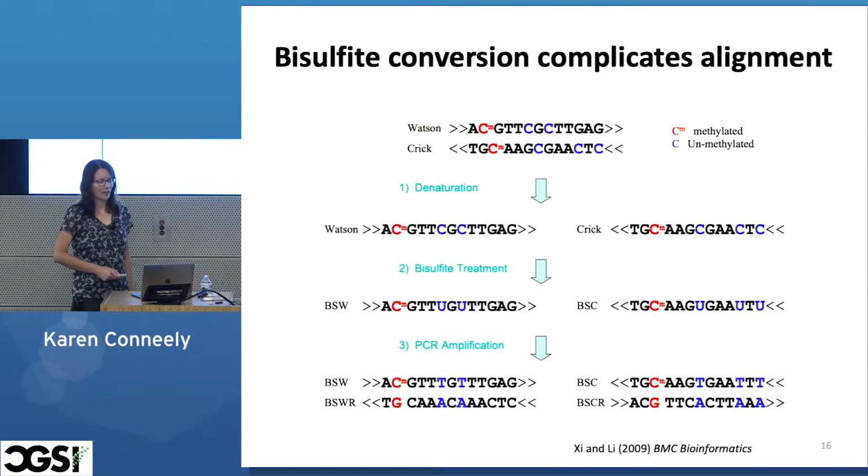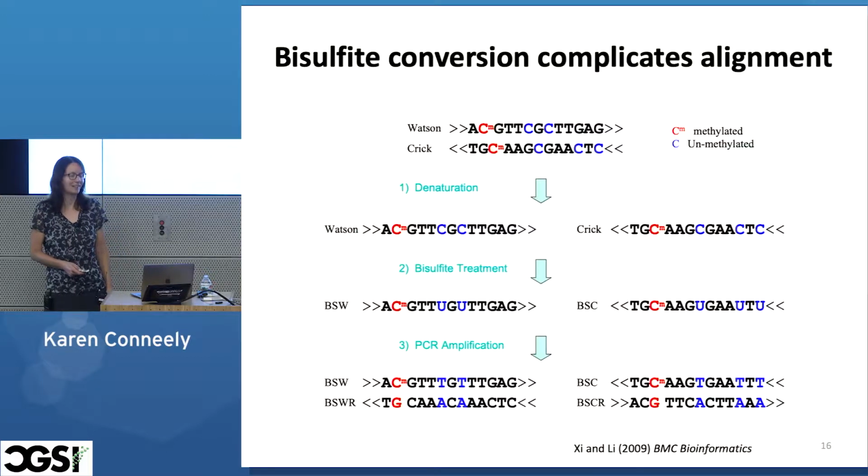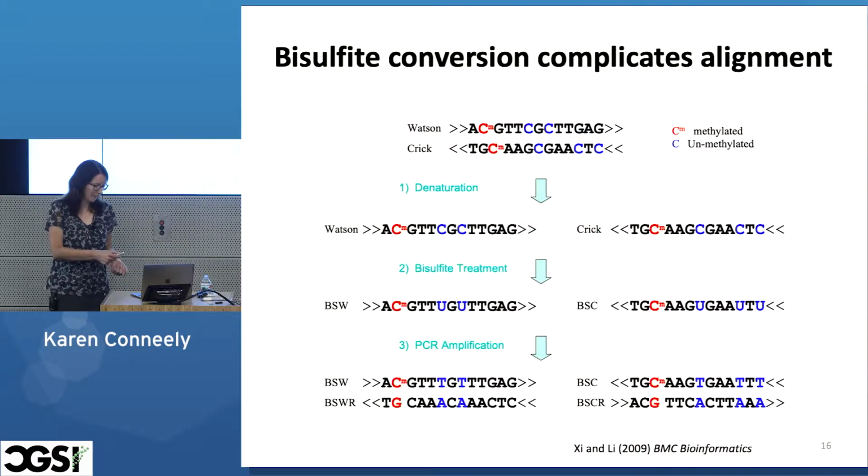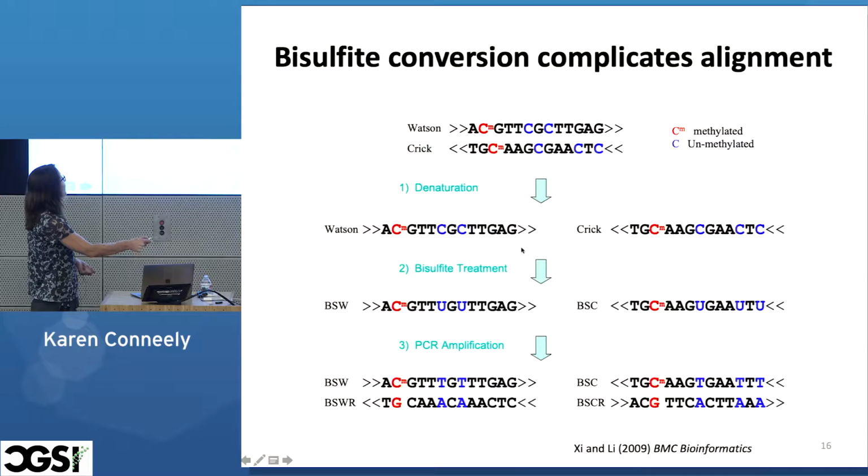Okay, so as far as alignment, the bisulfite conversion complicates the alignment in a couple of ways. The obvious way is that some of the C's have been turned into T's, and so they're not going to match to the reference genome. And so this is already a problem, but another perhaps less obvious problem is what happens during the bisulfite conversion.